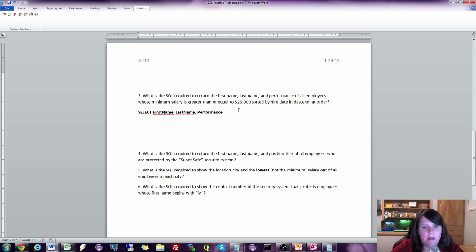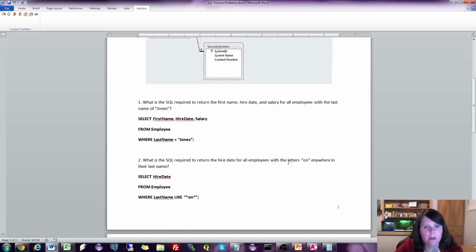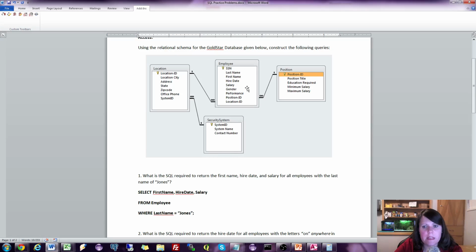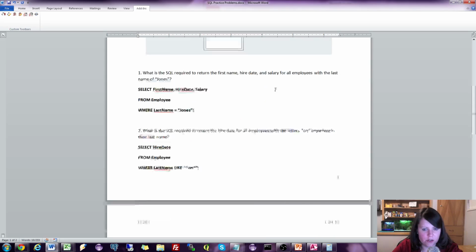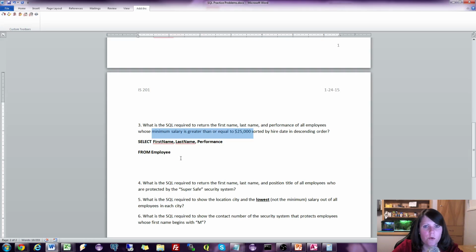So select first name, last name, performance. We obviously know it's from employee, but then we need to read the rest of the query: whose minimum salary is greater than or equal to 25,000. If we look at the table, minimum salary is stored where? Minimum salary is stored in the position table. So we actually also need the position table. It's important to read the entire query before you make decisions about what's included. So employee and position.